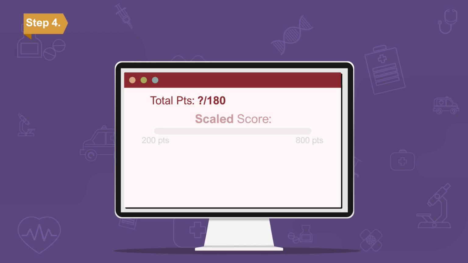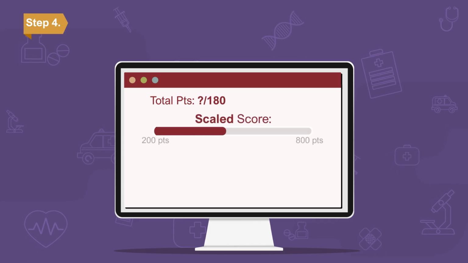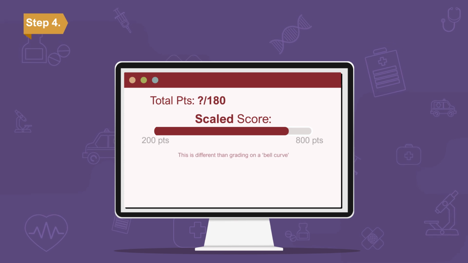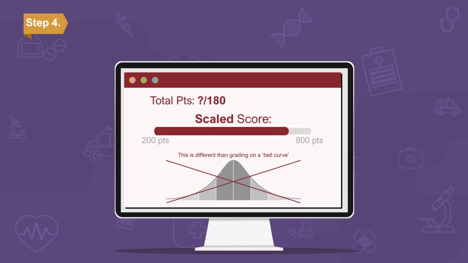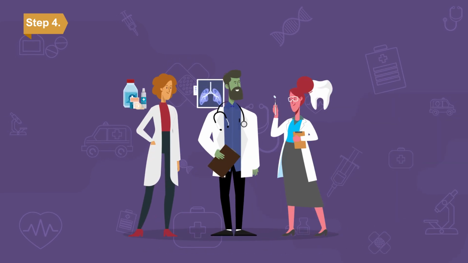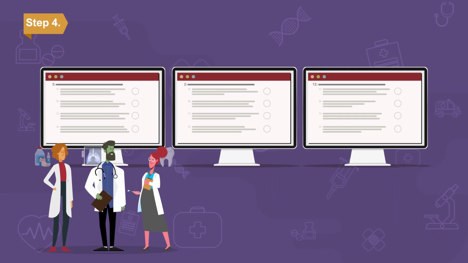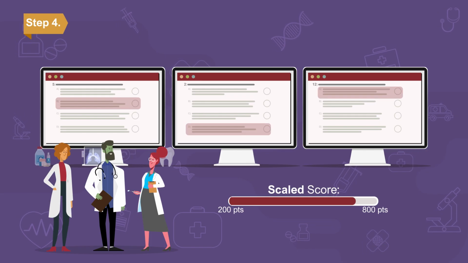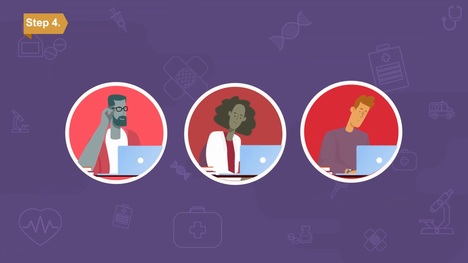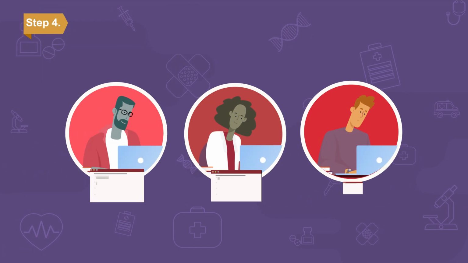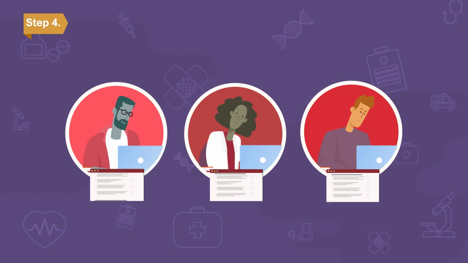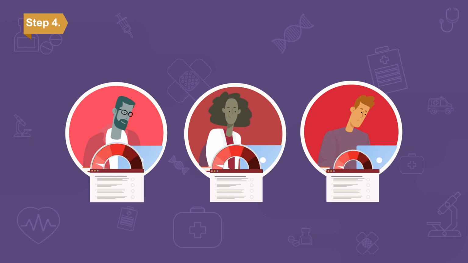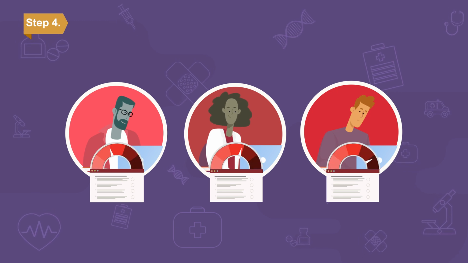The total score of right answers is then converted into a consistent and standardized scaled score, expressed from 200 to 800 points. This is different than grading on a bell curve. Similar to many other health professions that administer high-stakes entry to practice examinations, COPR follows a scaled score process because the examination questions vary. COPR has several administrations or sittings of the examination. Each administration has different versions of the exam, each with its own set of questions. Because the questions on each exam vary, some versions may be harder or easier than others.